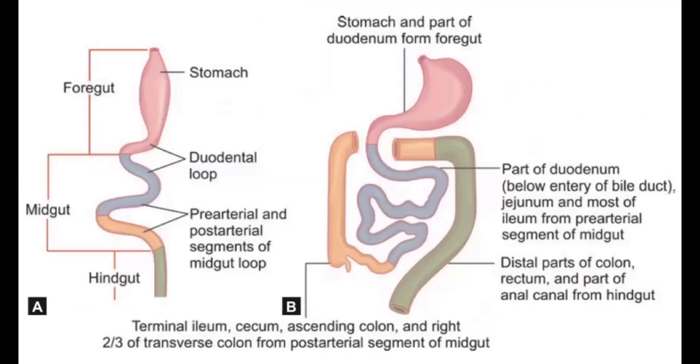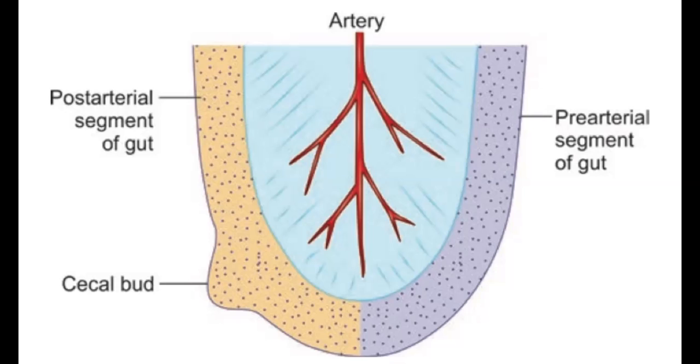See, this is the stomach, foregut, and midgut has intestinal loops, and this is hindgut. These are the intestinal loops. See, this is the midgut. This is superior mesenteric artery. So the midgut has superior mesenteric artery. I'll explain.